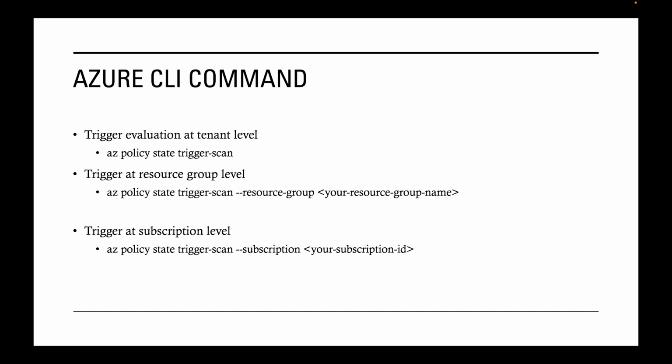So there are 3 levels here. First, it's a trigger evaluation at tenant level. That's the az policy state trigger-scan. Then there's also a trigger at resource group level, where you would say the scan, but then you would also have another parameter there for resource group, and then you would put your resource group name in. And then you could do it at the subscription level as well.